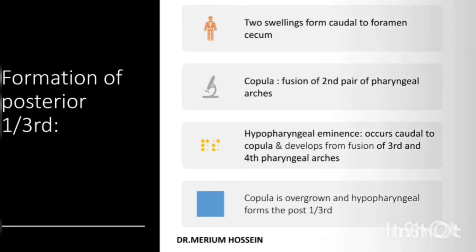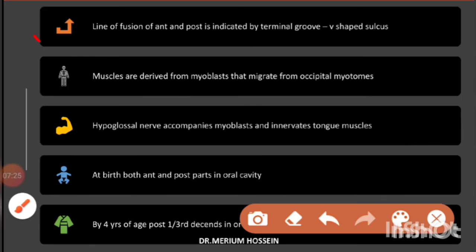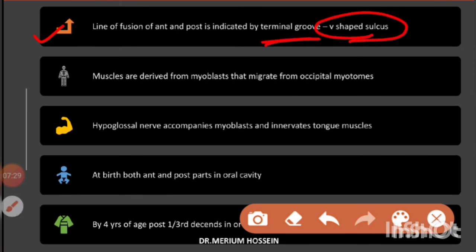Okay, now let's move on to some more points that I need to highlight before we complete this topic. The first one is that the line of fusion of the anterior and posterior parts is indicated by the terminal groove, or the V-shaped sulcus, that we talked about. This is the V-shaped sulcus, this is the anterior, and this is the posterior part.